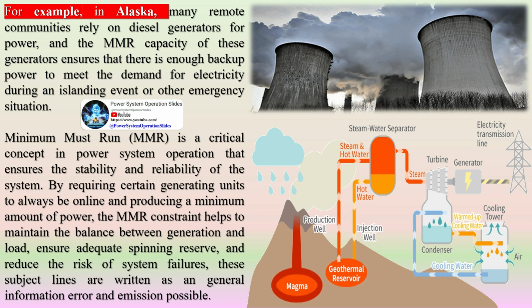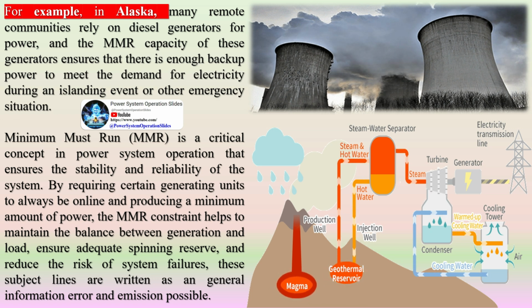Minimum must-run MMR is a critical concept in power system operation that ensures the stability and reliability of the system. By requiring certain generating units to always be online and producing a minimum amount of power, the MMR constraint helps to maintain the balance between generation and load, ensure adequate spinning reserve, and reduce the risk of system failures.